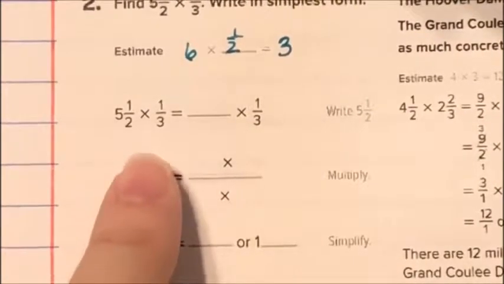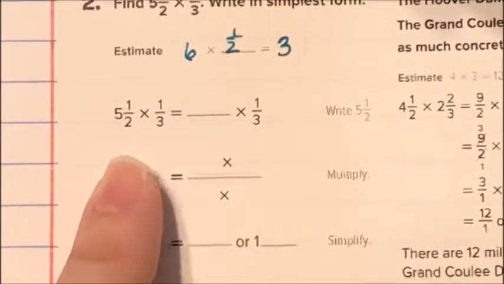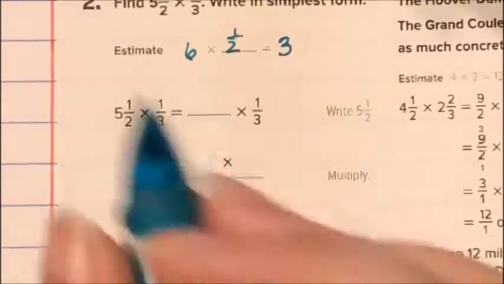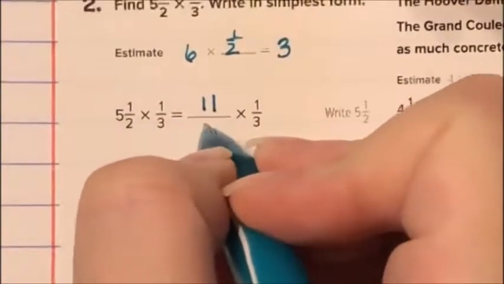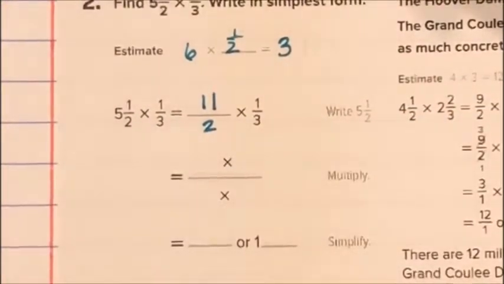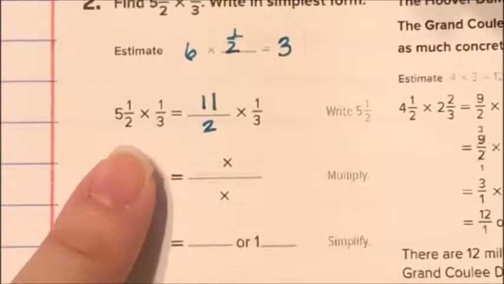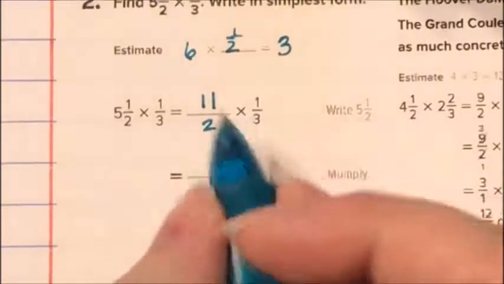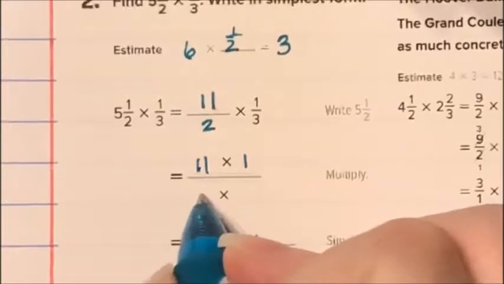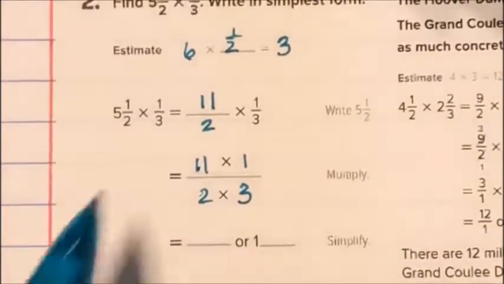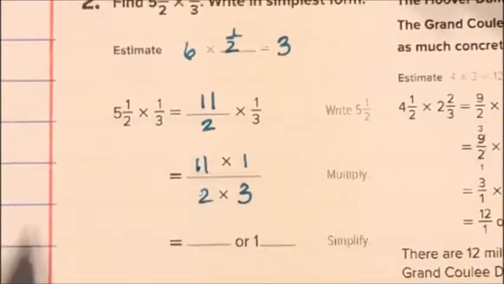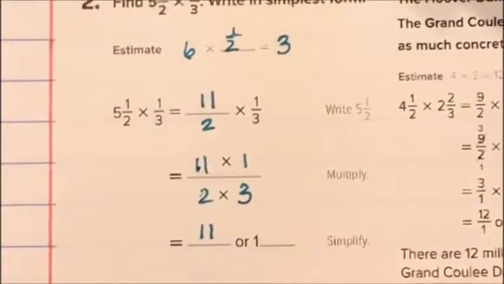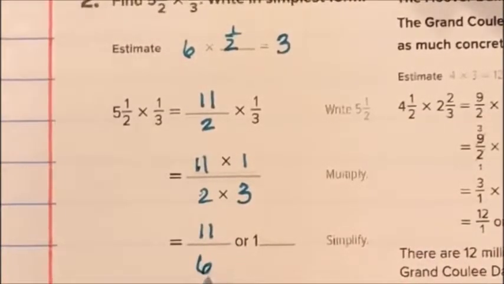So remember, I need to change 5 1/2 to an improper fraction. So 2 times 5 is 10, plus 1 is 11. So I have 11 halves, 11 over 2. Remember, your denominator stays the same. Okay. Now I'm going to multiply my numerators and my denominators. 11 times 1 is 11. 2 times 3 is 6.